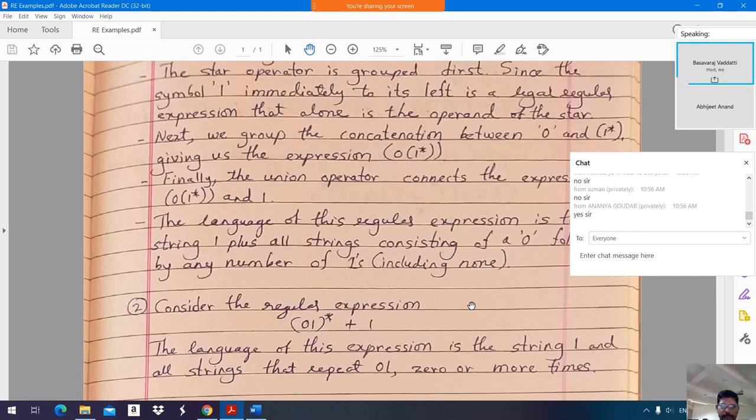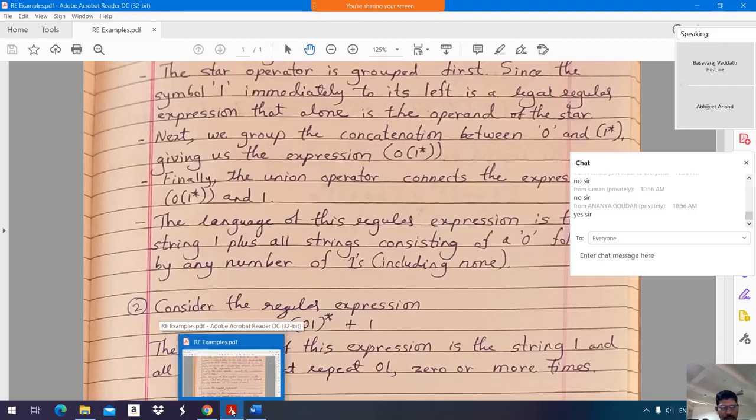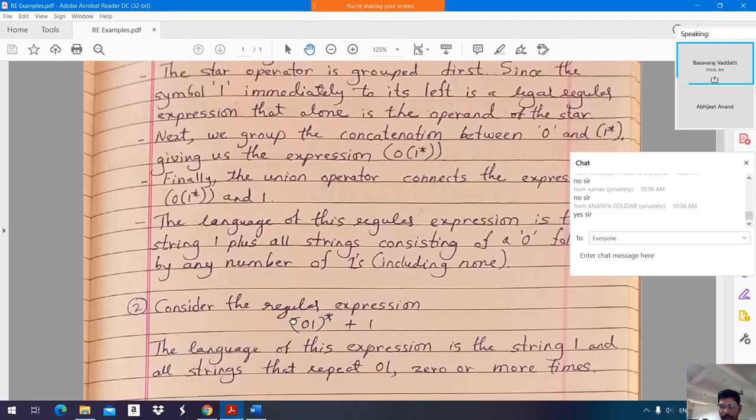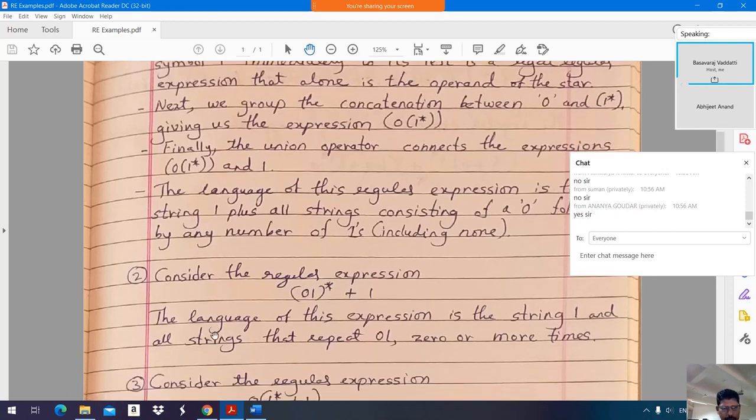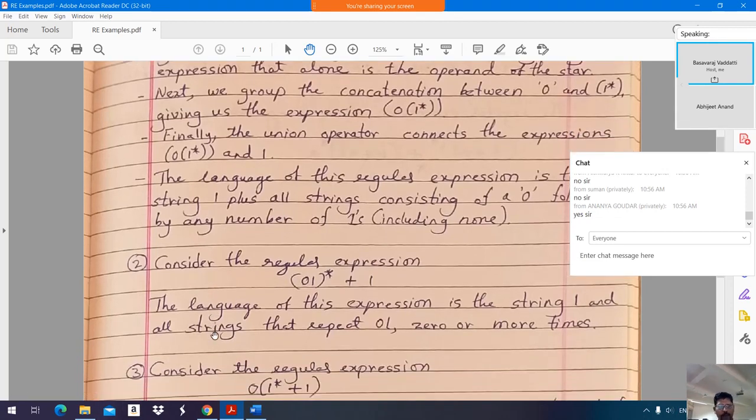Any doubts, please? Okay, fine. In a similar way, let me know what is the language recognized by this regular expression.